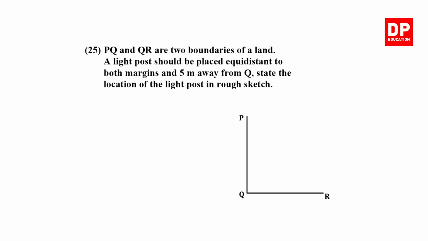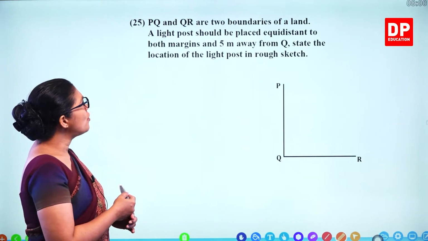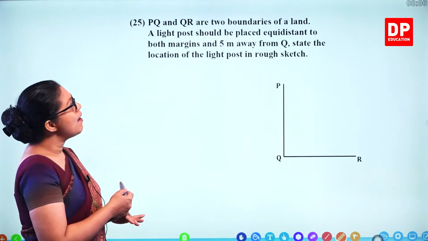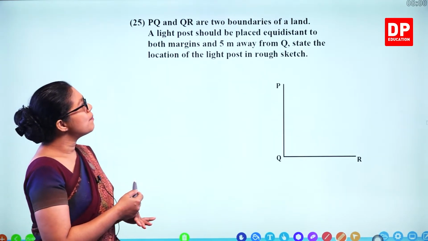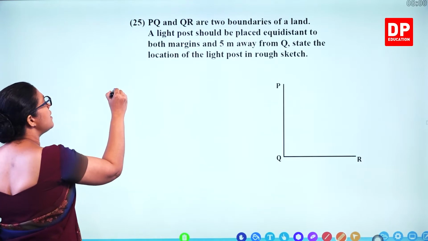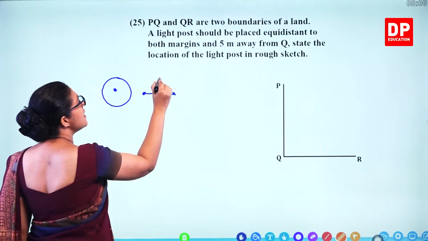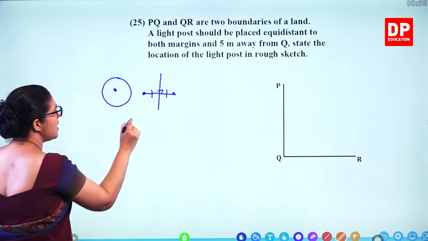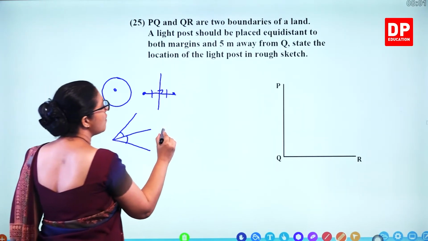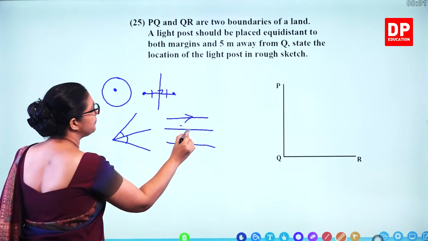Question number 25. PQ and QR are 2 boundaries of a land. A light post should be placed equidistant to both margins and 5 meters away from Q. State the location of the light post in a rough sketch. So what are the 4 loci points you need to know? Equidistance from a point is a circle. Equidistance from 2 points is the perpendicular bisector. And equidistance from 2 lines is the angle bisector. And equidistance from a line is 2 parallel lines to that line.